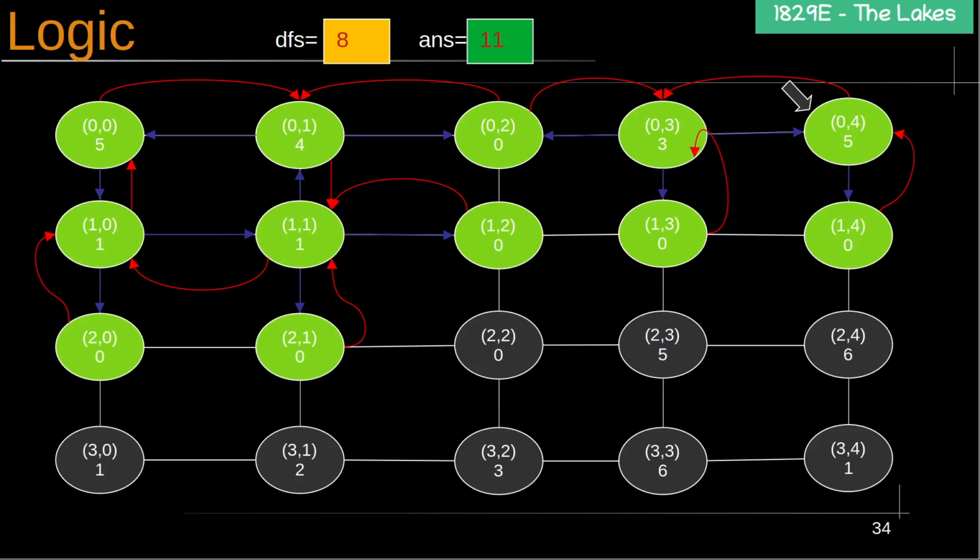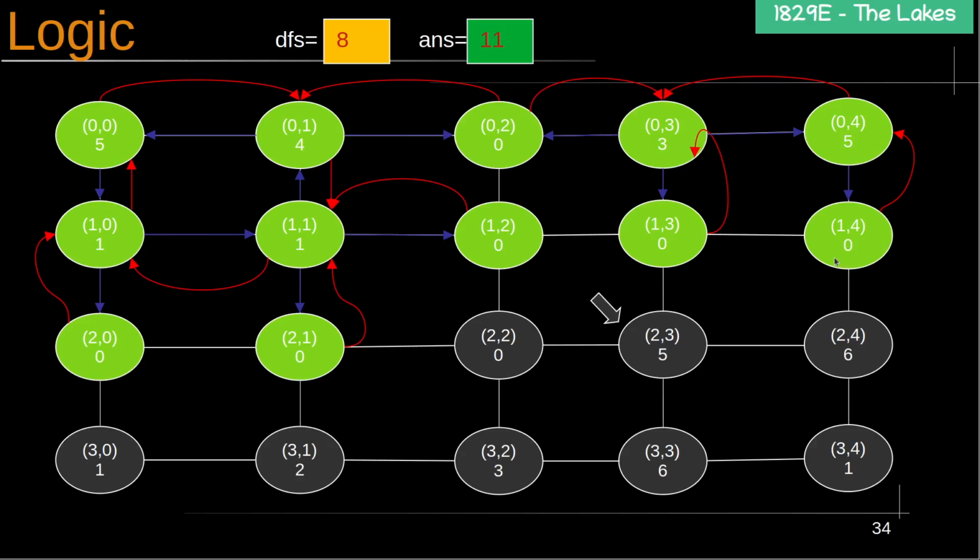We go to the next starting point for DFS. It is visited, so no need to be a starting point. 1, 0, same for 1, 0. 1, 2 is not a starting point because it's visited. 1, 3, same. 1, 4, same. 2, 0, same. 2, 1 is not a starting point because it's visited. 2, 2 is not a starting point because it's equal to 0. No need to start DFS from this cell.